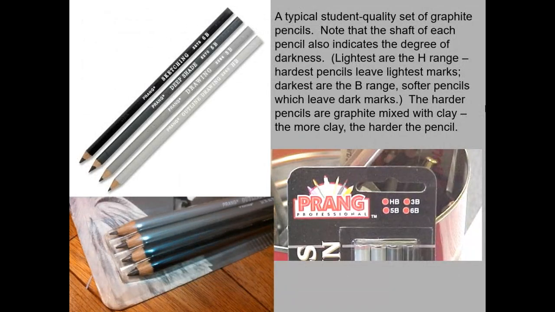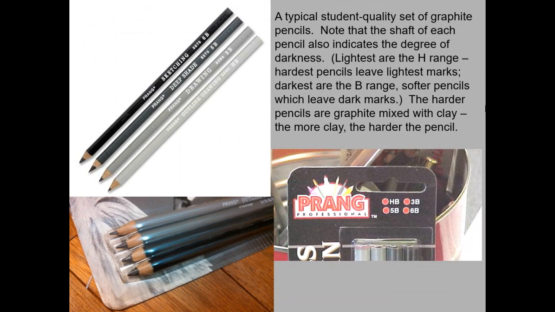So these are some examples of student grade, relatively inexpensive drawing materials. These are graphite pencils, and if you look at the bottom right, you can see I've zoomed in a little bit on the label, and it shows you that we have an HB, a 3B, a 5B, and a 6B. So again, the letter indicates whether it's hard or soft. B is soft, H is hard. The B range soft pencils make dark marks. The H range hard pencils make light marks.